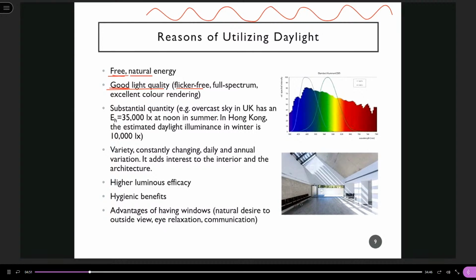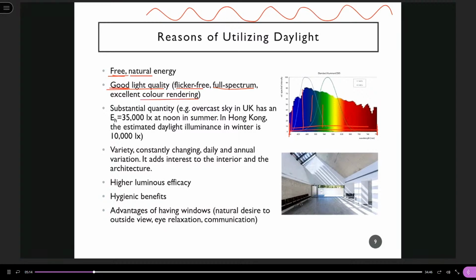It has a full spectrum, from 380 nanometer all the way to 780 nanometer. We have a full spectrum, a continuous spectrum of light. And it has excellent color rendering.